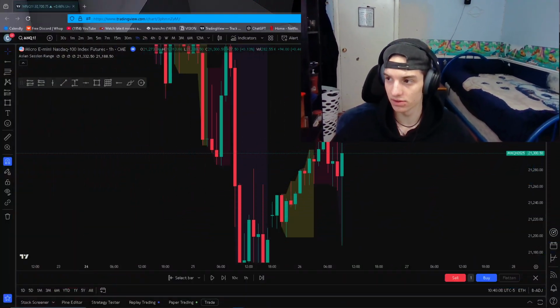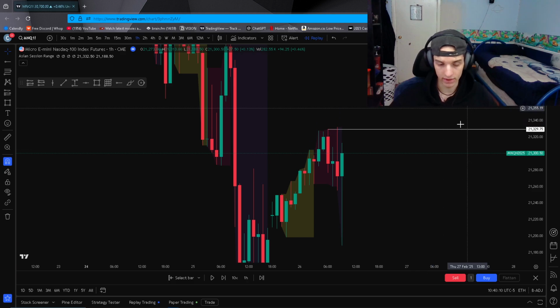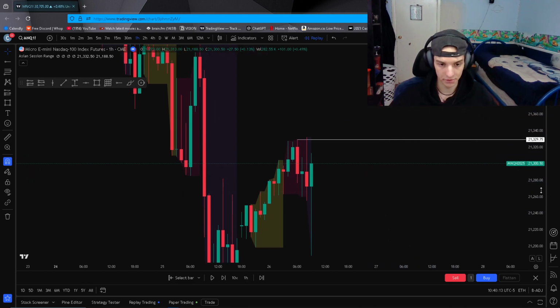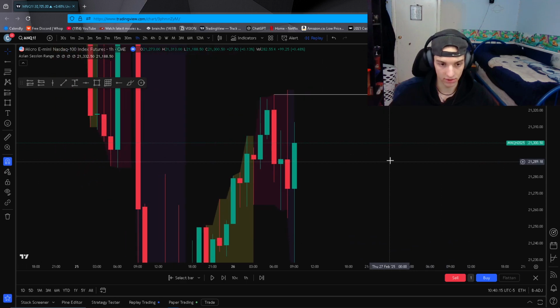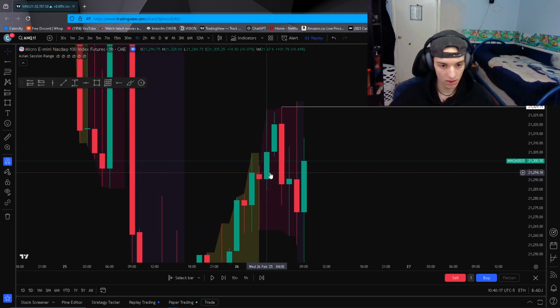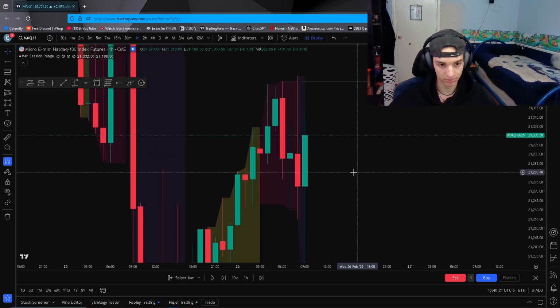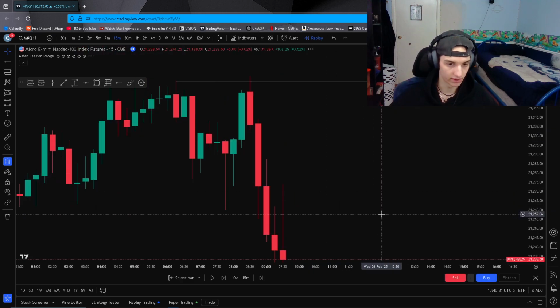So the first thing that you want to do is determine your bias. So this is yesterday, for example. What do I see? I see a 1 hour inverse fair value gap. We swept out this swing high right here. I'm thinking we're bearish. So I'm going to go down to the 15-minute.